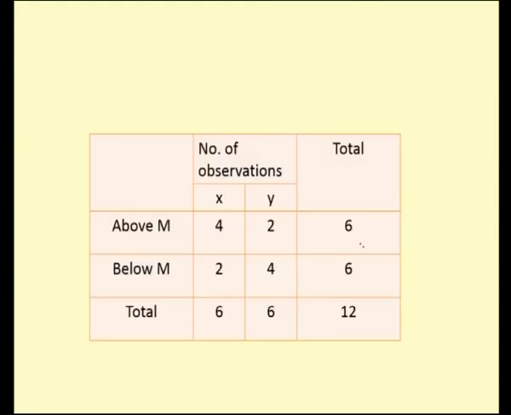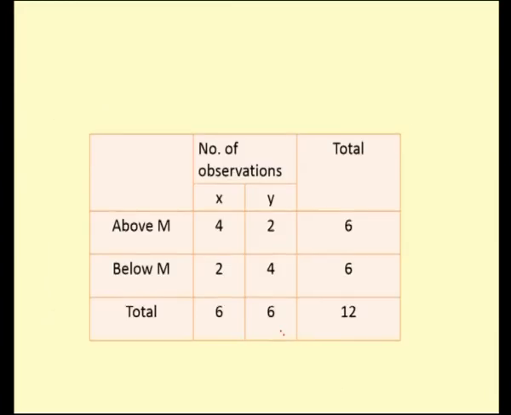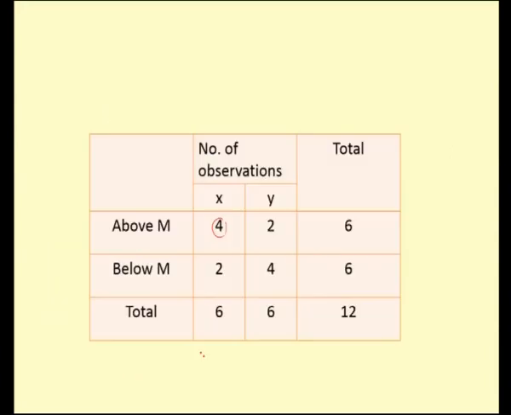First let us fix it for X values. When you take the X values above 32.8, how many values are there? You will have 1, 2, 3 and 4. So, above the median, X has 4 values. Come to the values of Y. Above 32.8, this is the first value and this is the second value. So, you have got 2 values for Y.